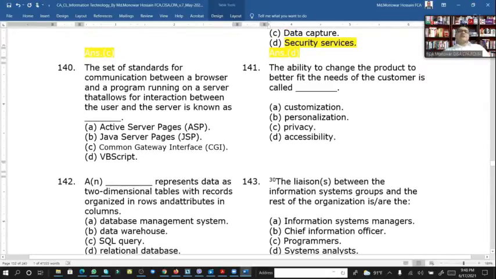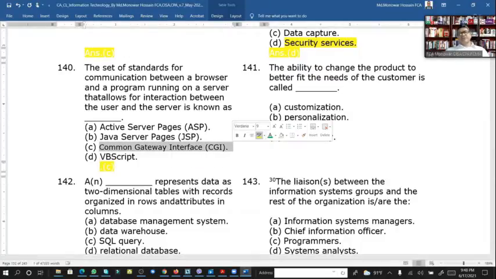The set of standards for communication between a browser and a program running on a server that allows interaction between the user and the server is known as what: Java, ASP, JSP, CGI, VB script? What would be the answer? The answer is Common Gateway Interface, CGI.